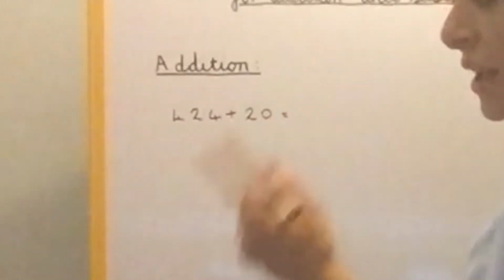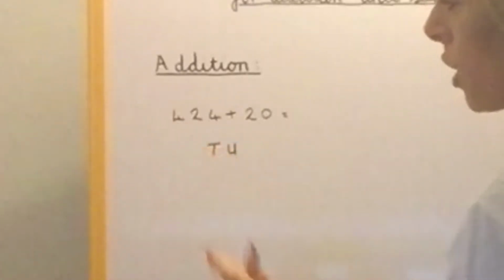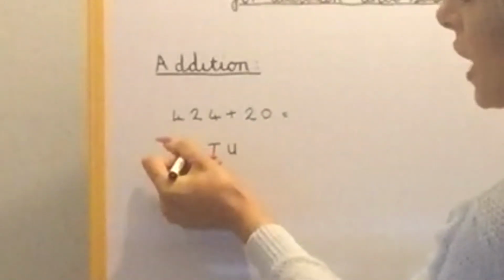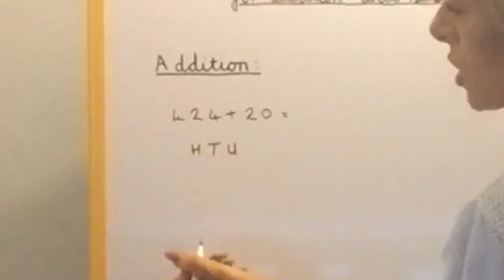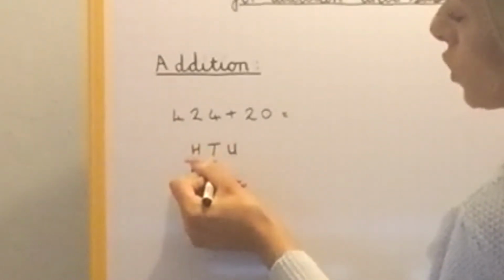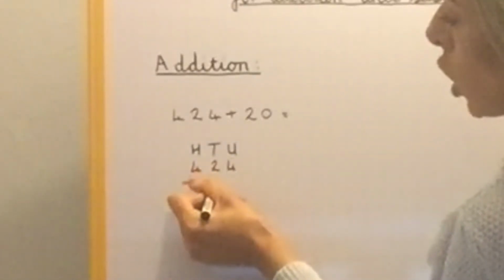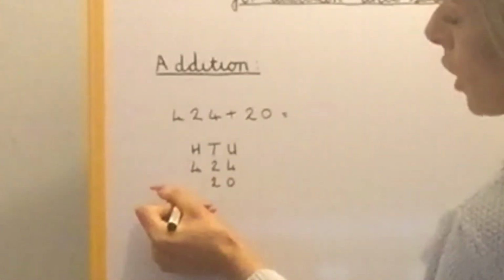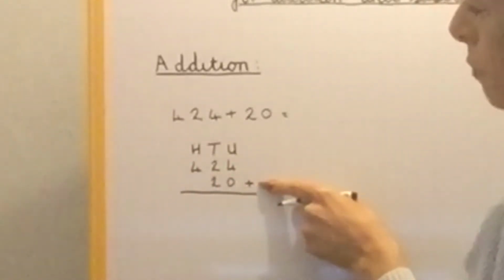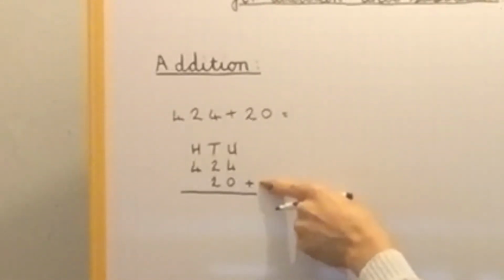Okay, so again I'm going to have my tens and my units just like before, but this time I've got a number with something in the hundreds column. So I'm going to add my hundreds column here. I'm going to write my greatest number first, 424, and I'm going to write my next number underneath, 20. I'm going to draw my line, and I'm going to make sure I've got my symbol so that I don't forget and accidentally do a subtraction.